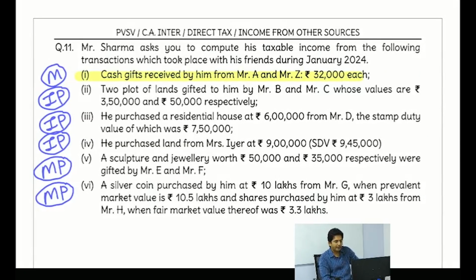2. Plot of land gifted to him by B and C, whose values are 3,50,000 and 50,000 respectively. First check: am I Dr. LC? I know it's not there, but I want you to think the right way. Because suddenly if I am Dr. LC comes and you are in your own 50,000, so check if it is I am Dr. LC. No. So it is other gift. So other gift means use the knowledge.